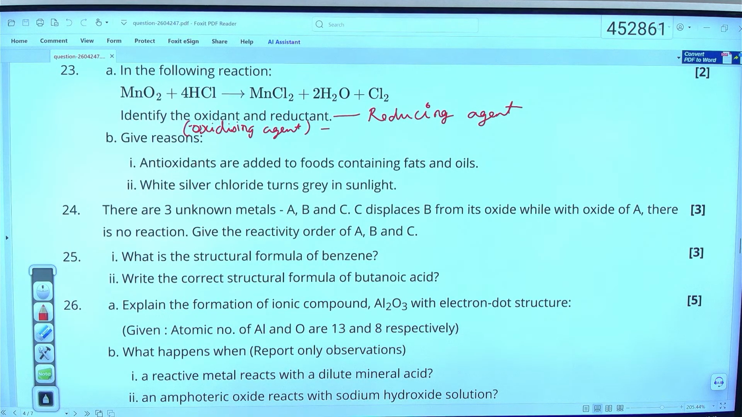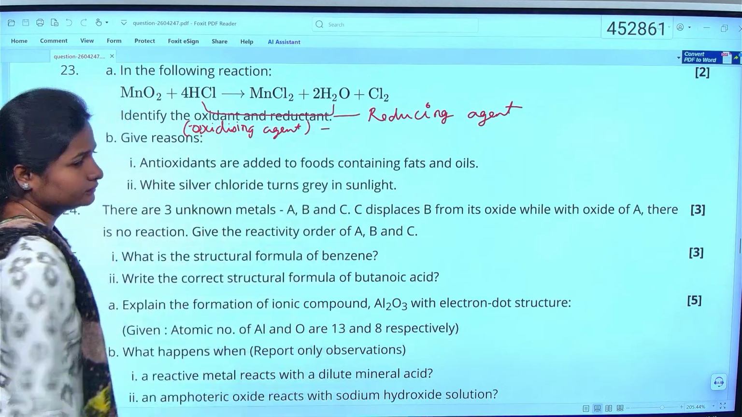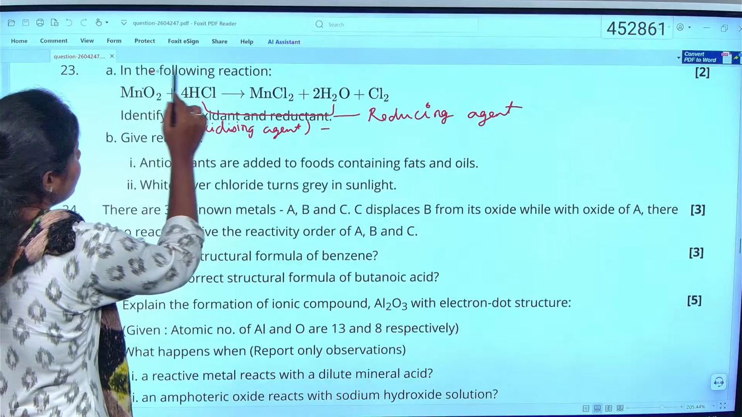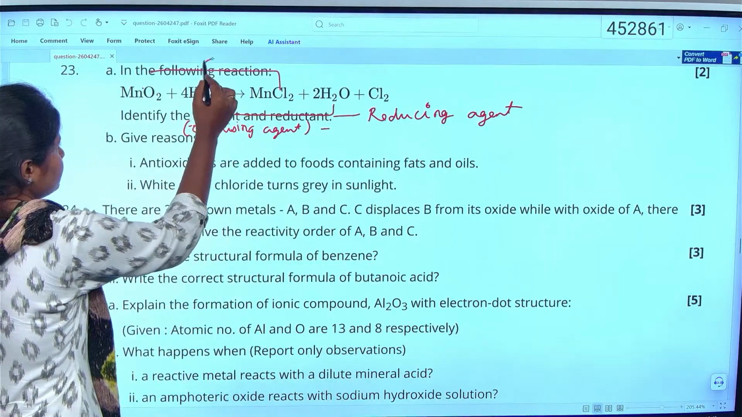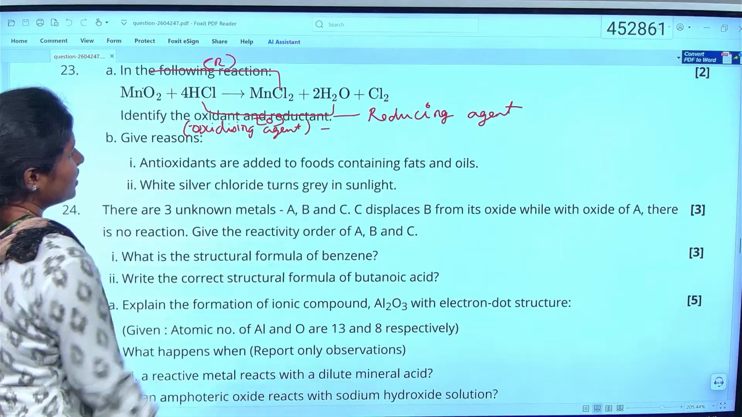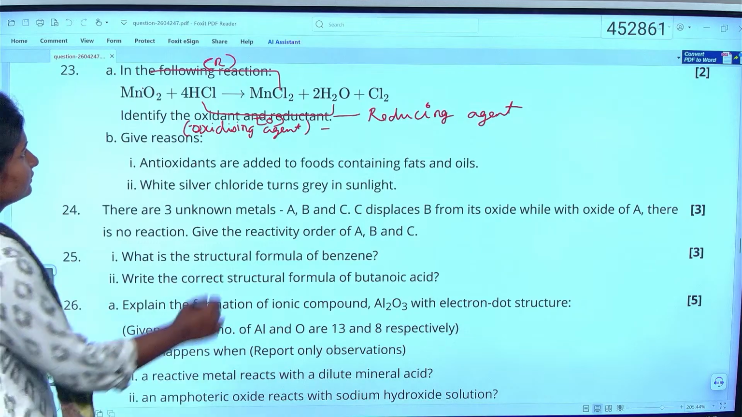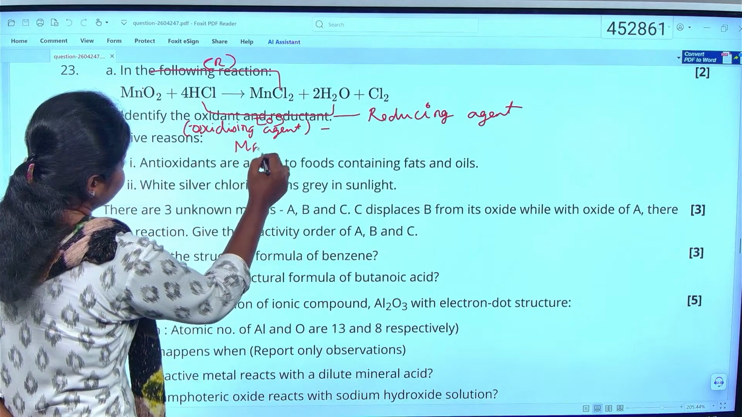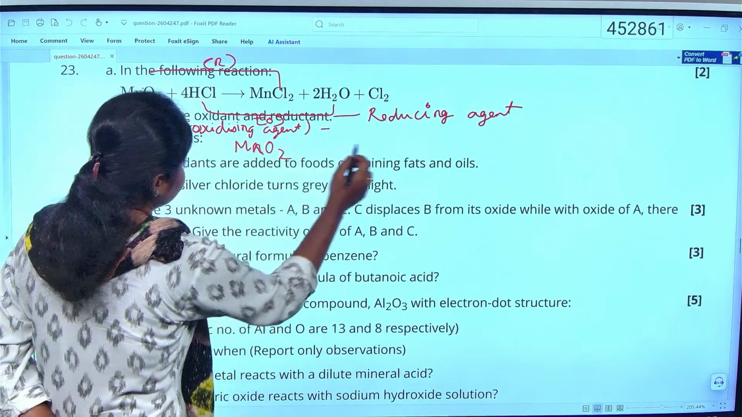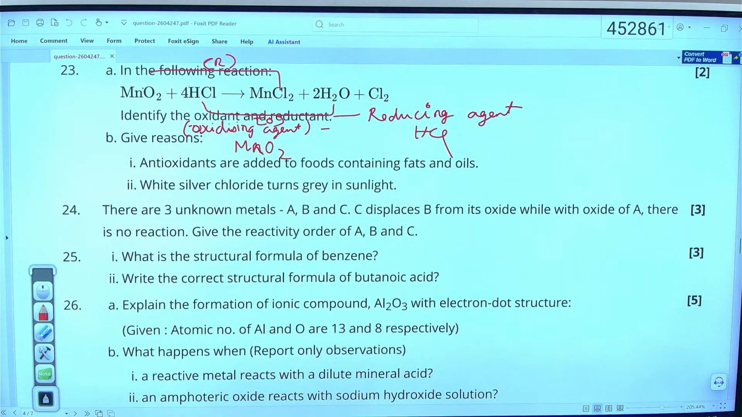So which is oxidized here first? HCl was oxidized to H2O. MnO2 was reduced, so MnO2 is reduced and HCl was oxidized. Then what is the oxidizing agent? MnO2. Reducing agent was HCl. For 4 marks, just write the substance only. Okay? So we write only what is on the reactant side.